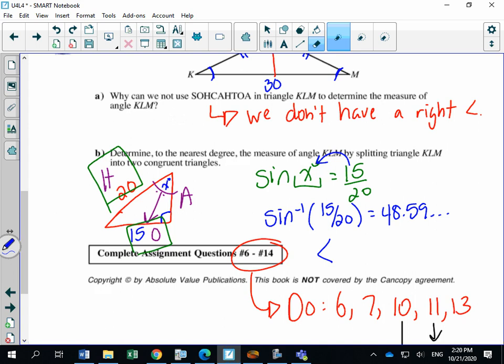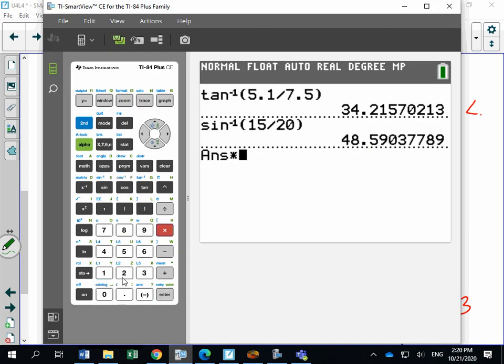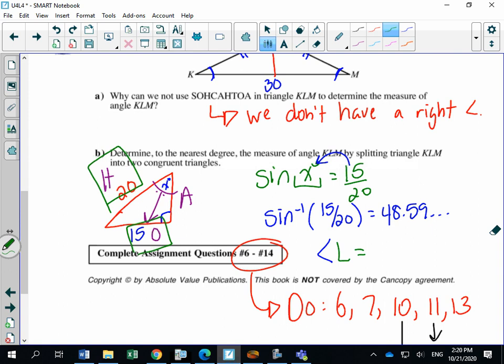I'm going to write the angle symbol, so that's a symbol for angle. So the angle L is equal to, I'm going to take that answer on my calculator, it's already there, and I'm just going to multiply it by 2. And your answer to the nearest degree would be 97 degrees. Angle L is 97 degrees.